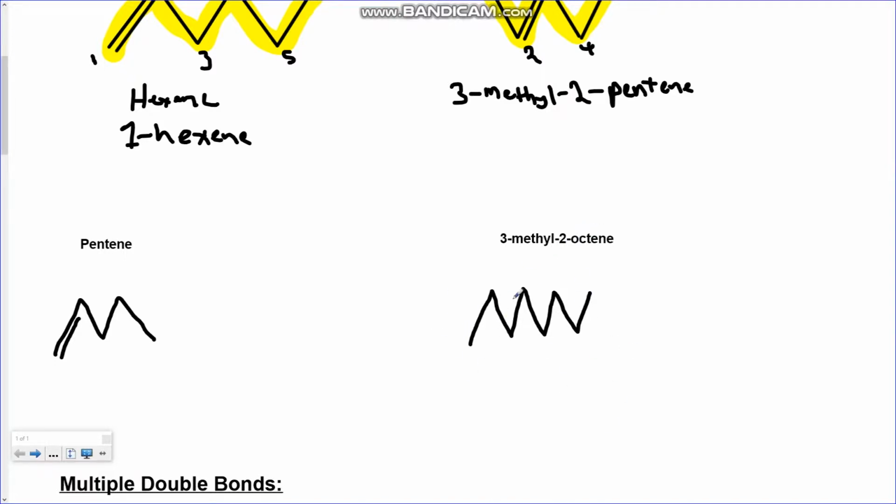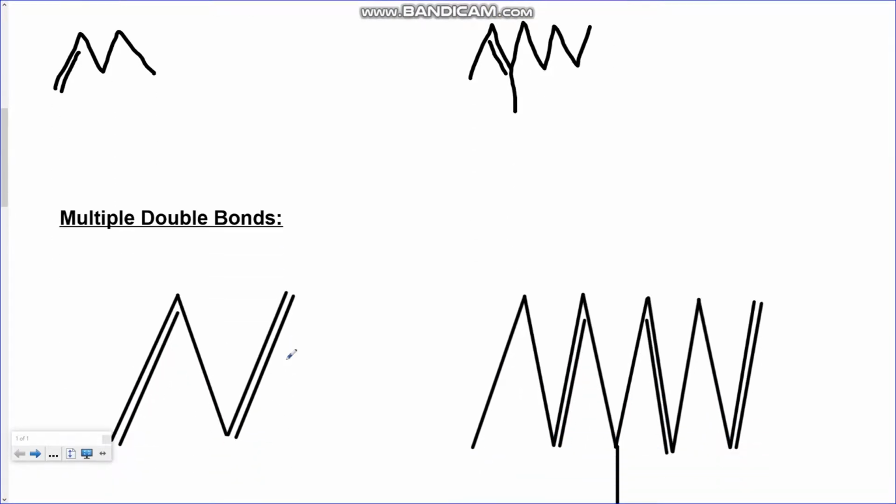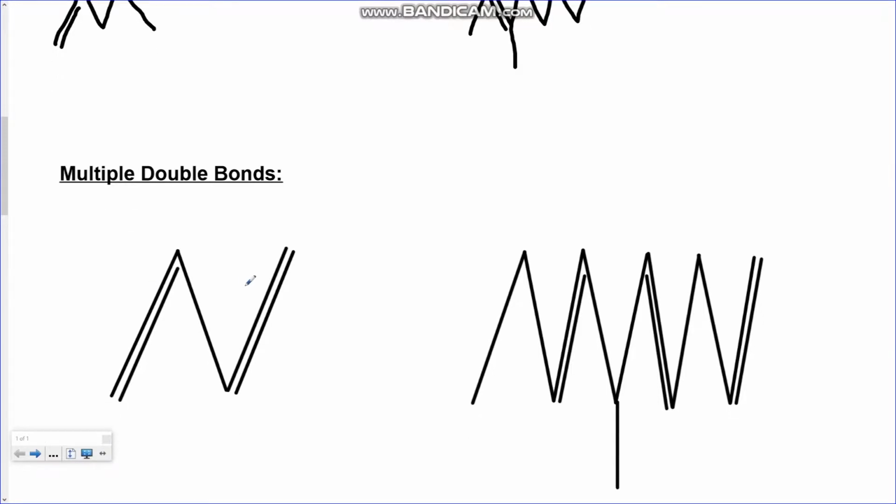So we have 8 carbons, and we have a methyl group on the 3rd, and our double bond on the 2nd. So 1, 2, so we have our double bond here. 1, 2, and we have our methyl group on the 3rd one right over here. Now let's double check. 1, 2, 3, 4, 5, 6, 7, 8. Yes, octene. Yep. Double bond number 2. Yes. Methyl on the 3rd. Yes. Perfect. Moving on.